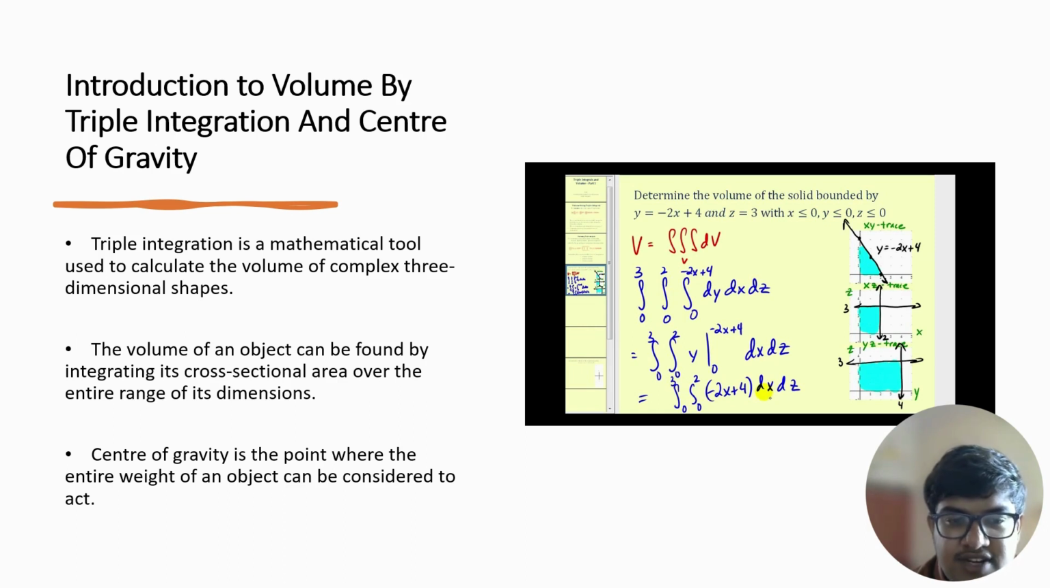The center of gravity, in this topic, is a point where the whole or entire weight of the object can be considered to act. So if you have a given object, say a square, there is one point in the square where all the weight acts, and you call that point the center of gravity. So now we know what volume is, how volume is calculated, and what the center of gravity is. So let's move on next.